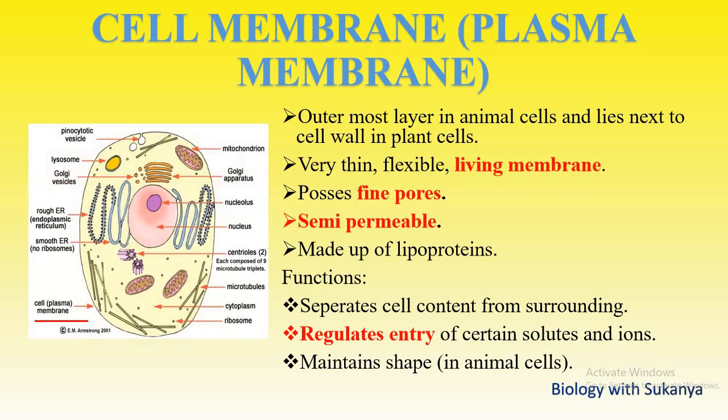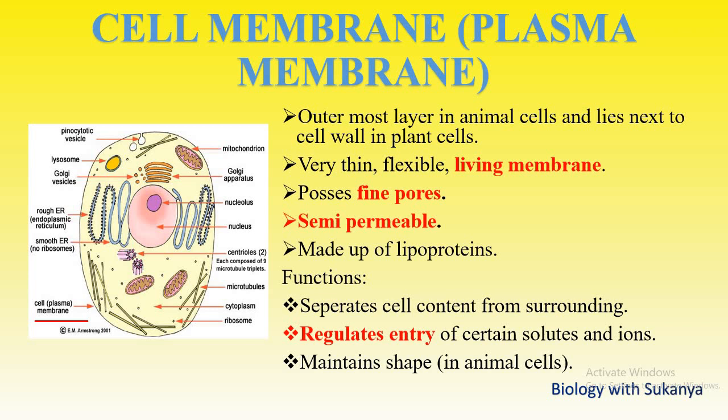The next cell organelle is the cell membrane, which is also known as the plasma membrane. It is the outermost layer in animal cells and lies next to the cell wall in plant cells. This is the diagram of an animal cell. This black outline is the cell membrane. The cell membrane is very thin, flexible, and it is a living membrane.